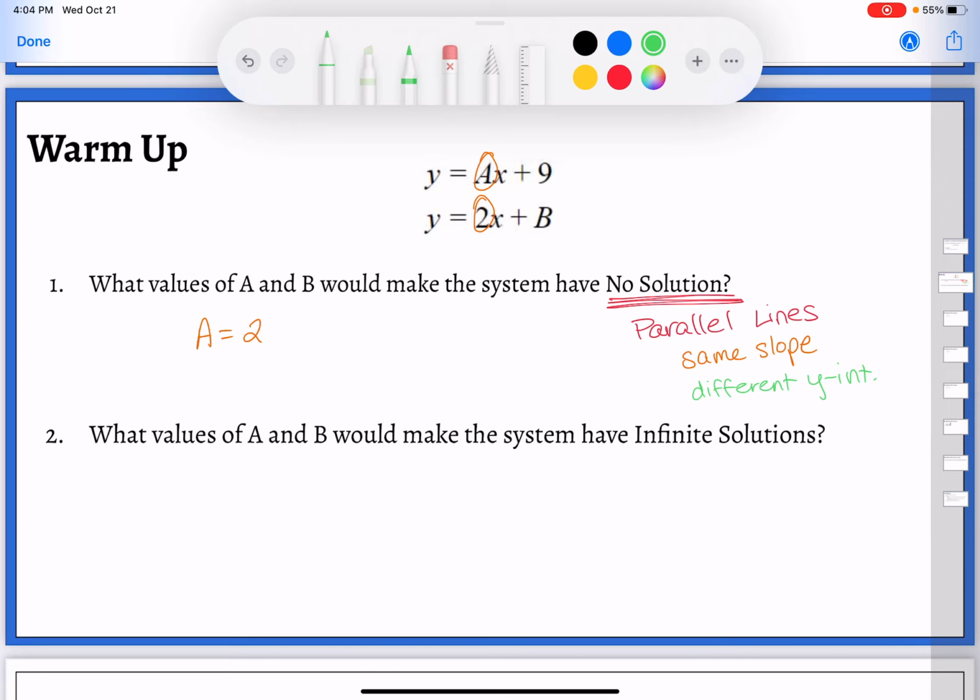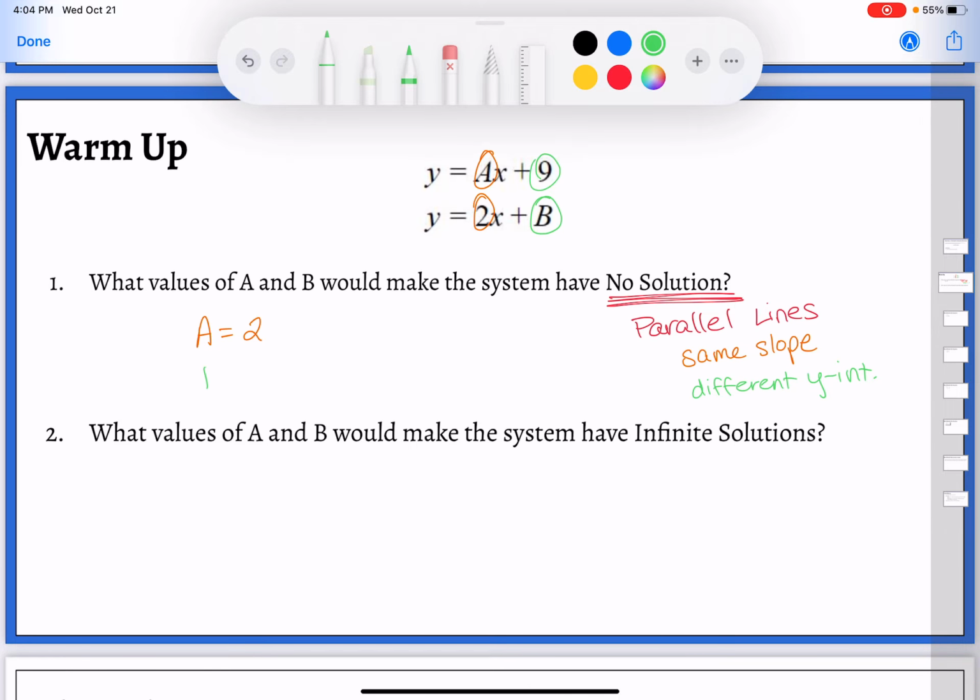And we said that the y-intercepts had to be different. I noticed that the big capital B is a placeholder for the y-intercept in the second line. Since the y-intercept for the first line is 9, my y-intercept for the second line has to be something else. So we could say 27 if we want to. But really, the idea is that you could put any number in here, any number other than 9, right? It does say what value, so we actually have to give a value here, but any number other than 9 would work. 1,972 if you really wanted to.